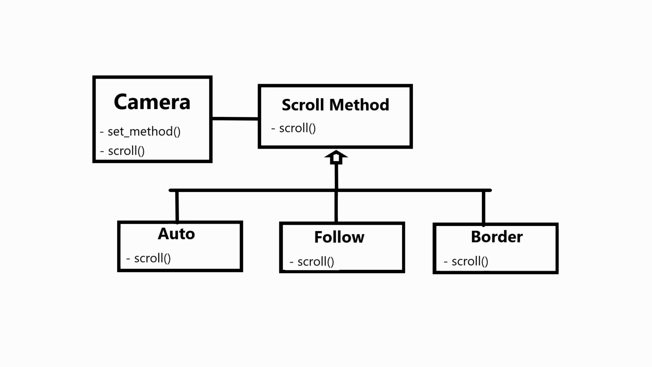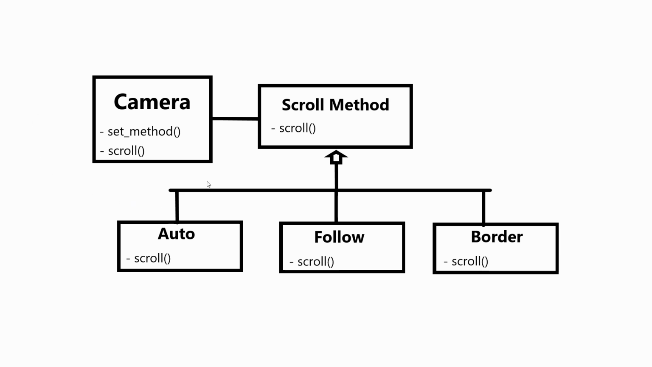To achieve this behavior, we're going to use a little trick that involves inheritance. We're going to create a class called scrollMethod, and this is going to be what's known as an abstract class. You can think of it as sort of like a blank template. All of our scrolling methods are going to inherit from this abstract class scrollMethod, which means that we can treat them as if they were all the same.